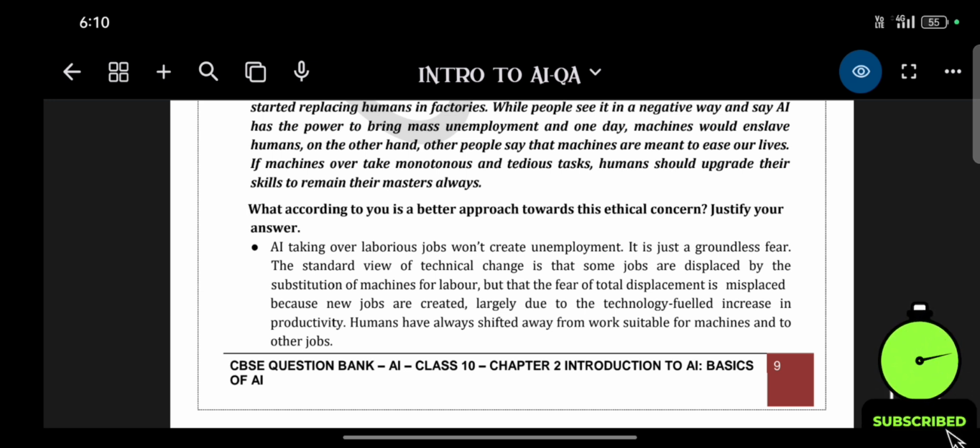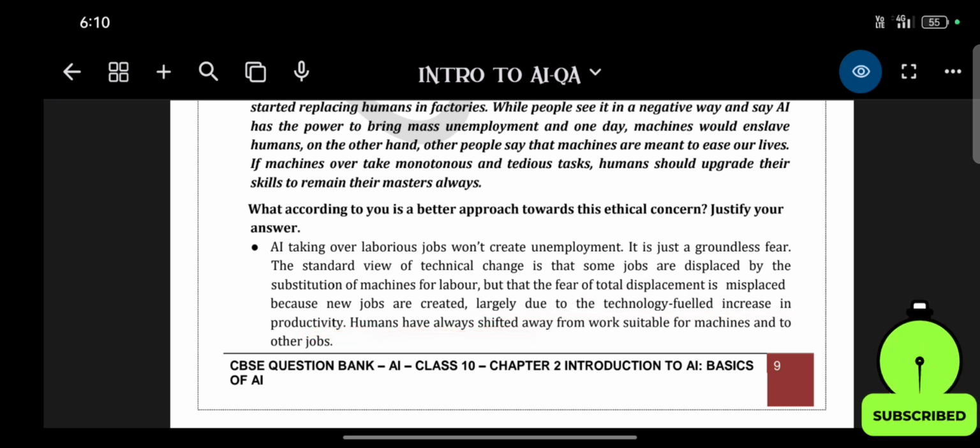So basically, the answer of this will be according to you. Here it asks, therefore this is a competency-based question. First, AI taking over laborious jobs won't create unemployment. It is just a groundless fear. The standard view of technical change is that some jobs are displaced by the substitution of machines for labor, but that the fear of total displacement is misplaced because new jobs are created, largely due to technology-fueled increase in productivity.